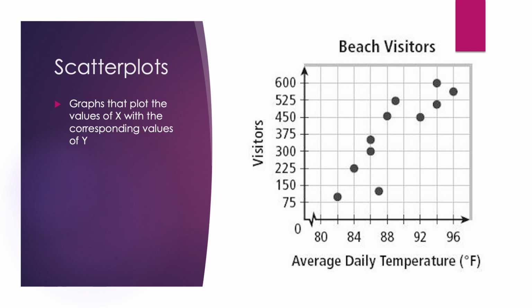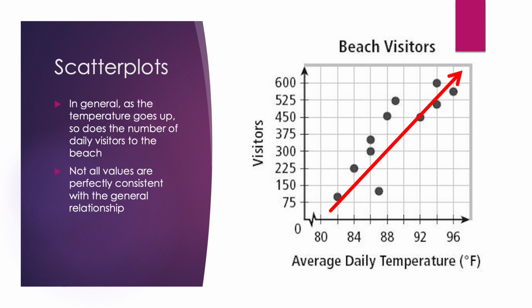One way that we can start to see if two variables are correlated are scatter plots. These are graphs that just plot the values of x with the corresponding values of y. So in this graph here, we can see that we've got average daily temperature and number of beach visitors graphed. And we can see that these values are pretty highly correlated, although not all the values are perfectly consistent with the general direction of the relationship.